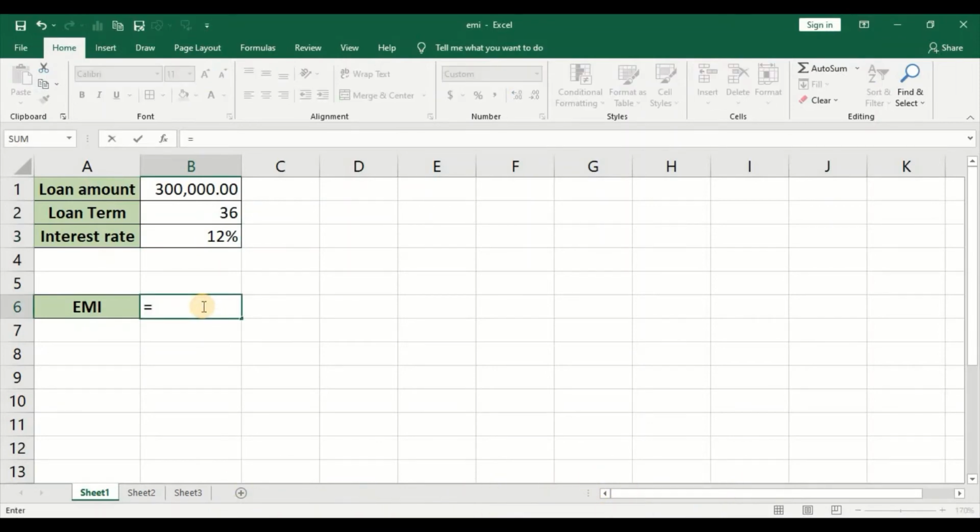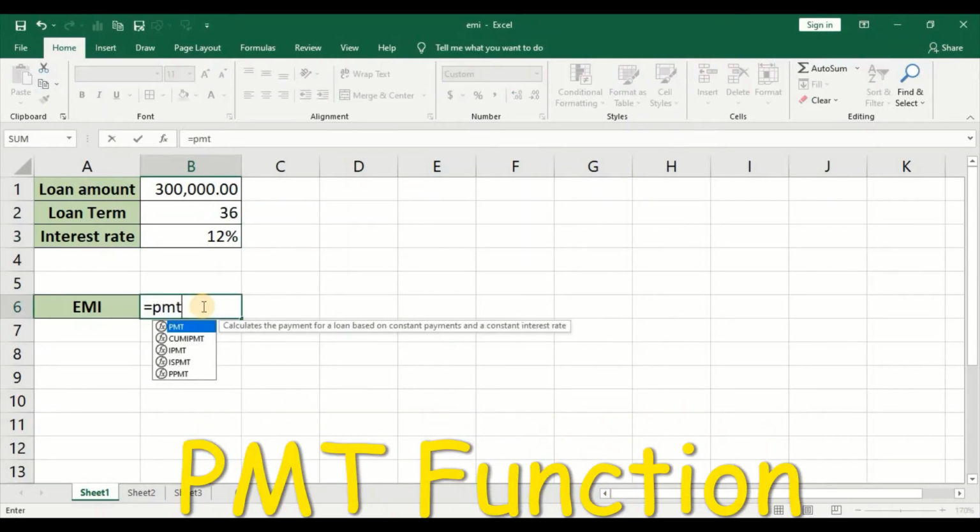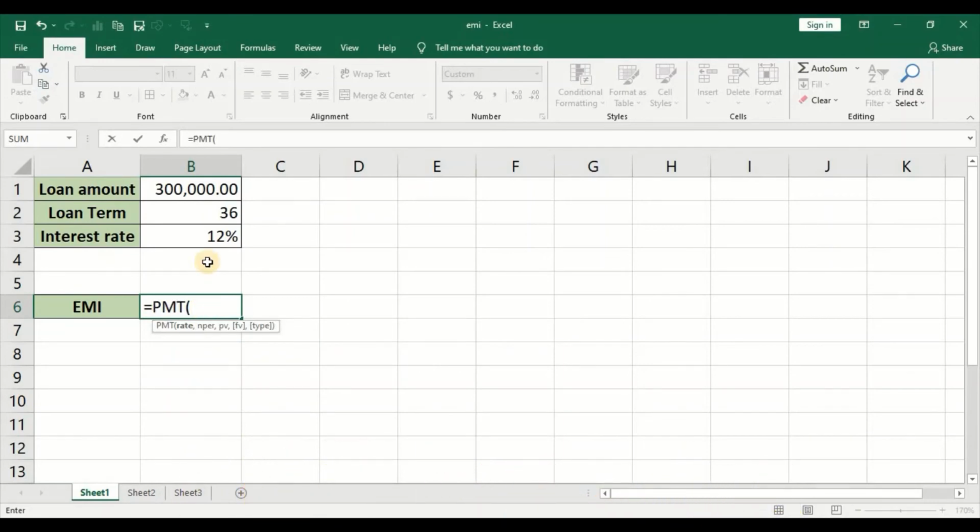So I'll start off with equal sign. We are making use of PMT function in order to calculate EMI. Rate of interest is 12% divided by 12 because this 12% is for 1 year. So we are converting it to on monthly basis. And number of periods is nothing but my loan term, which is 36 months, comma, minus my loan amount.